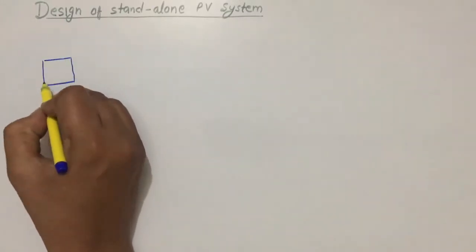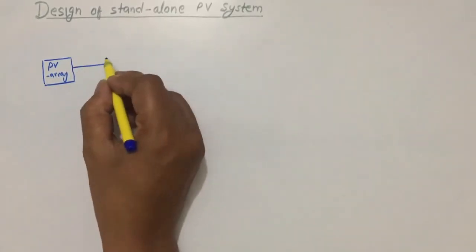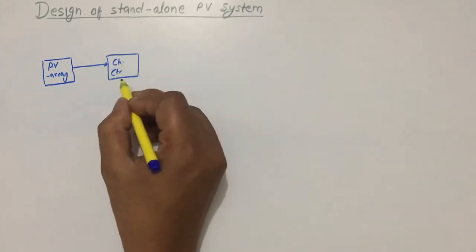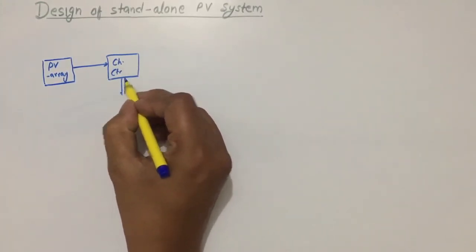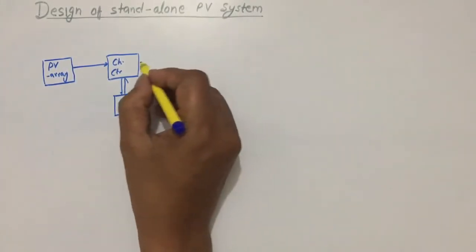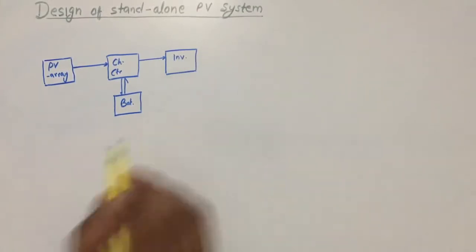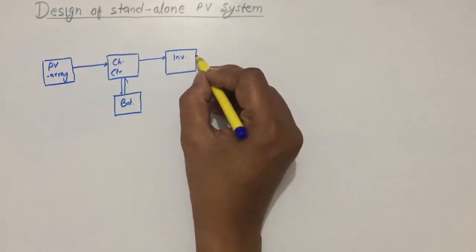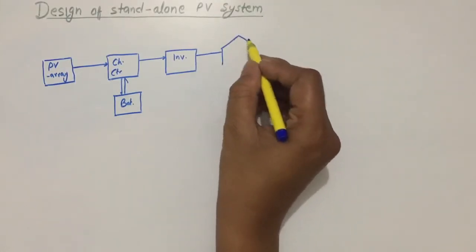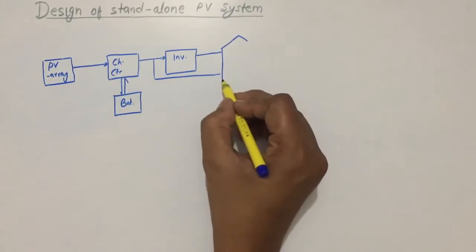which has a PV array that is connected to the charge controller, and from the charge controller a battery is connected, and after that the inverter is there, and the output of the inverter is given to the load directly for AC load. We can get DC load from here.